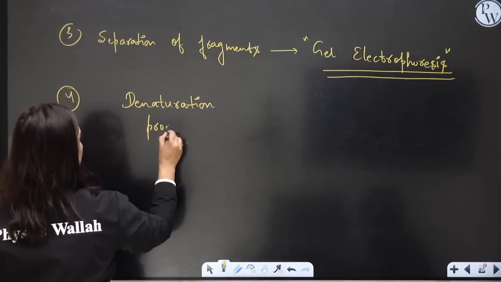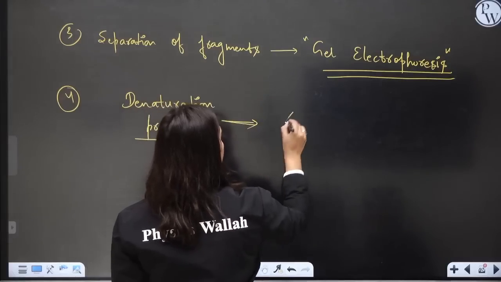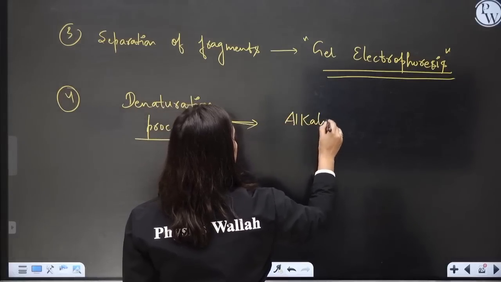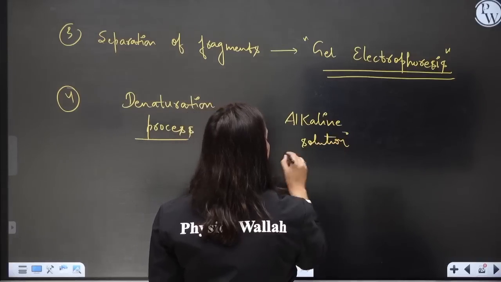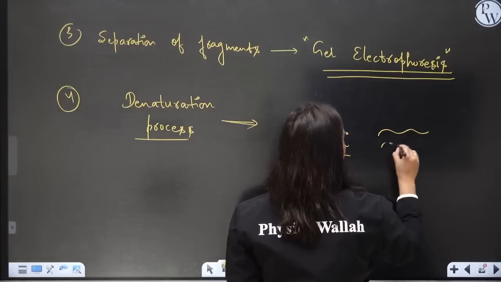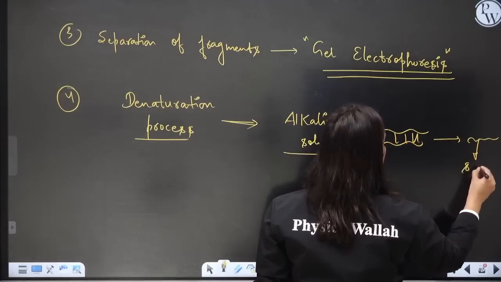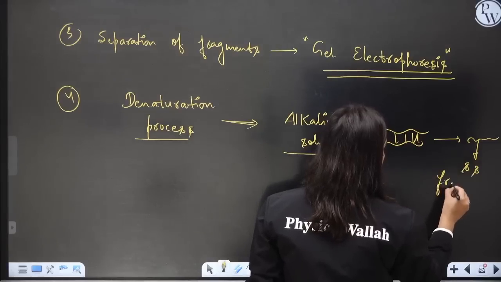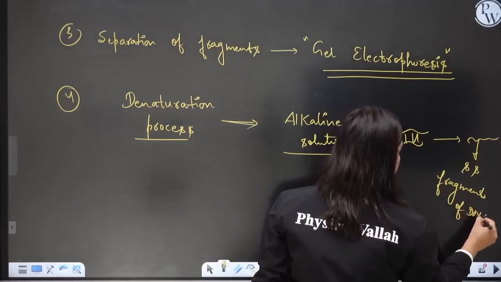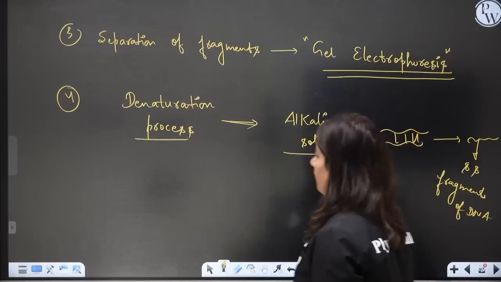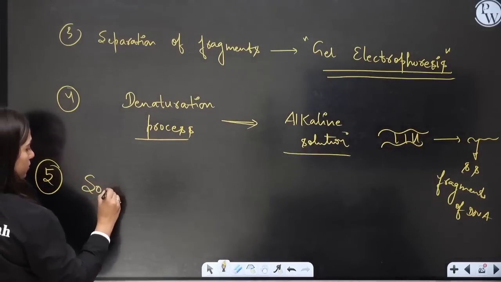What will happen during the denaturation process? We will dip these fragments in an alkaline solution. And in the alkaline solution, what will happen? The double-stranded fragments of DNA will be converted into single-stranded fragments of DNA. So now we have many single-stranded fragments of DNA. Then what is done? After that, southern blotting is done.